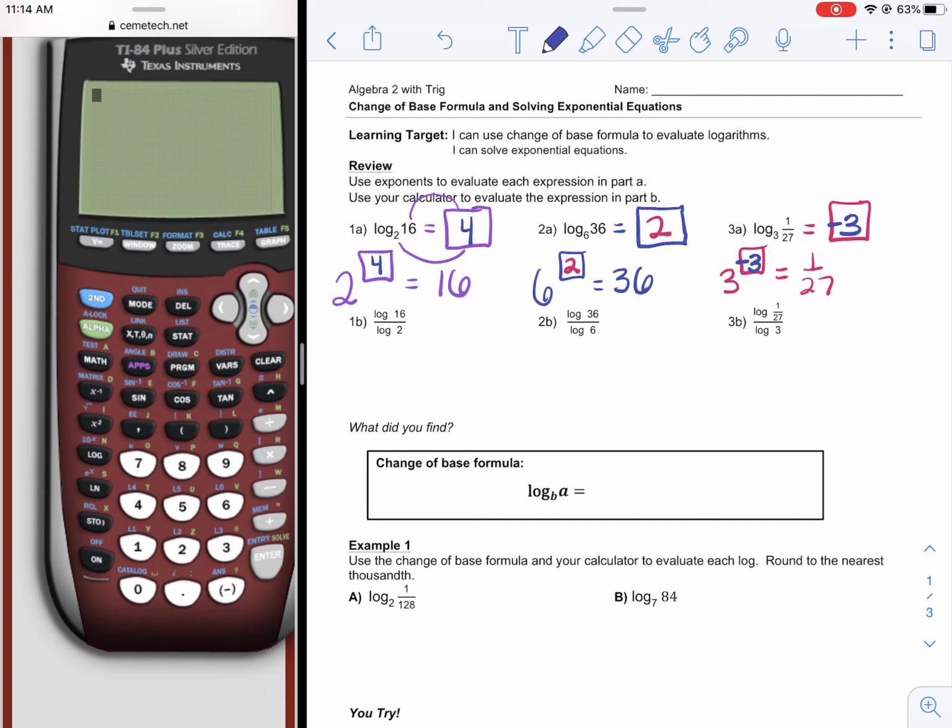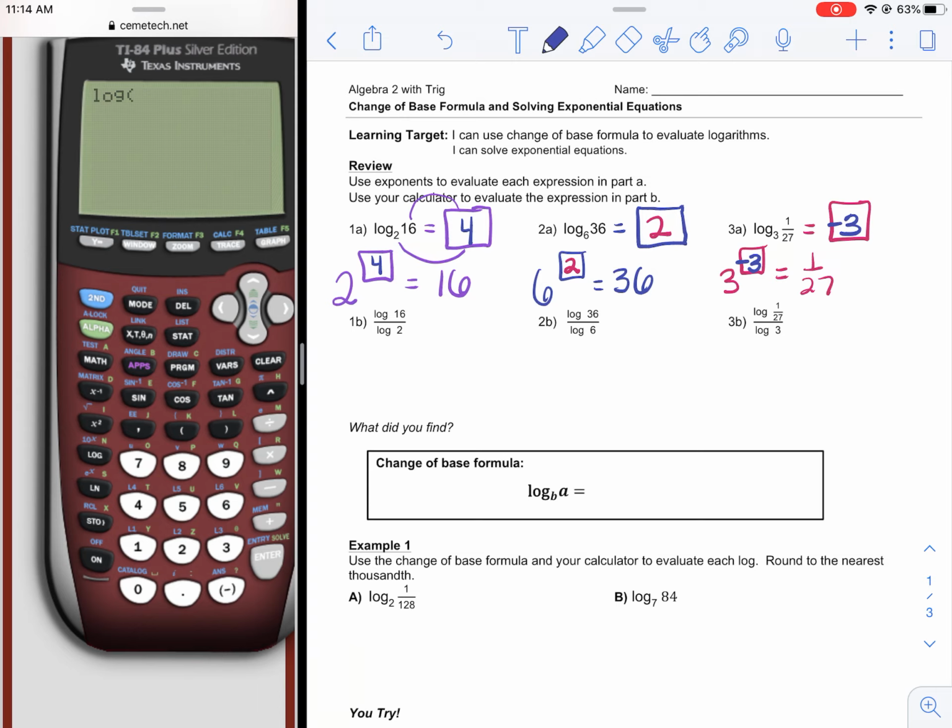Okay, so in part B, it says use your calculator to evaluate the expression in part B. So we have a limitation on the calculators. We can do a log in the calculator only if the base is 10 or if the base is E. If you look above the on button, you'll see that there's an ln button and there's a log button. The problem with the log button is if you press it, you cannot specify your base. So your calculator only does common logs and natural logs.